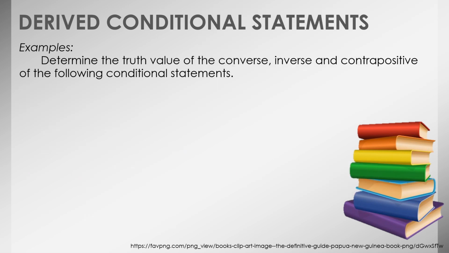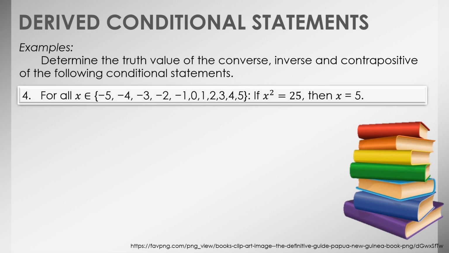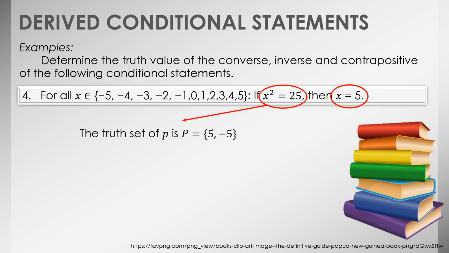For this last example, the given conditional statement consists of open sentences, so we will be solving it quite differently from what we did in the previous examples presented. So for this, we need to obtain first the truth set of the P and the Q statements. Now, looking at the P statement, we know that the truth set is given by this. On the other hand, for the Q statement, the truth set is just this set. Recalling our discussion on the truth table of a conditional statement, we've noted that the conditional statement is true if the truth set of the P statement is a subset of the truth set of the Q statement.